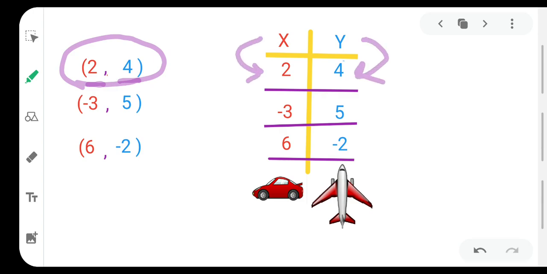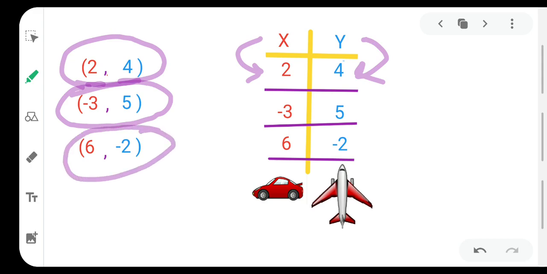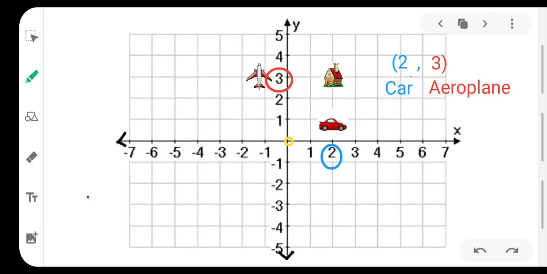In the other example, the point B has -3 as X coordinate and 5 as Y coordinate. Similarly, in the third point, 6 is the X coordinate and -2 is the Y coordinate. In these examples, we will see that X coordinate will be depicted by car and Y coordinate will be depicted by aeroplane.